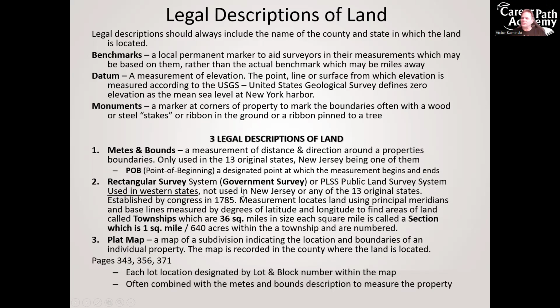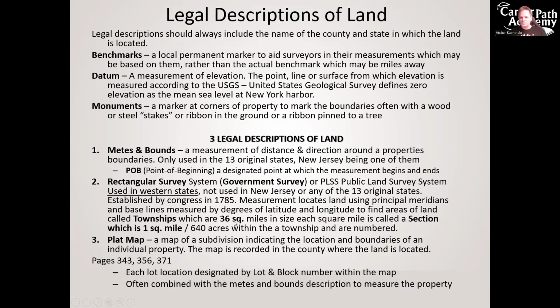Whereas the rectangular and government survey method is only used in Western states, not the original 13 states. It is not used in New Jersey. It was created by Congress in 1785. That uses principal meridians and baselines separated by degrees of latitude and longitude to locate areas of land called townships. A township is a unit of measure, which is 36 square miles.